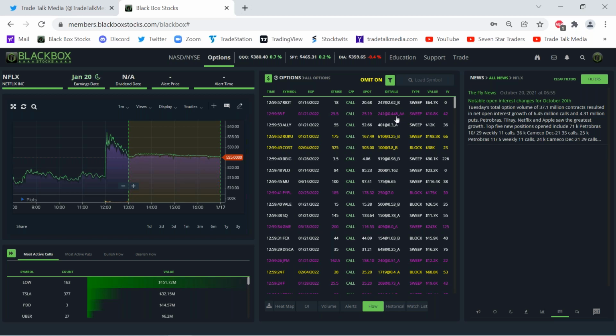So when we talk about size, time, and urgency, part of the urgency factor is above ask and sweep. Above ask means they paid more for this contract than they needed to. They could have done a limit order and probably gotten filled at the ask, or maybe even a little bit better, but they were willing to pay above the ask. You'll hear me a lot of times say, let's step back and put logic into this. Let's say the spread is $1 by $1.20, and someone pays $1.30 for a contract. Why would they do that?